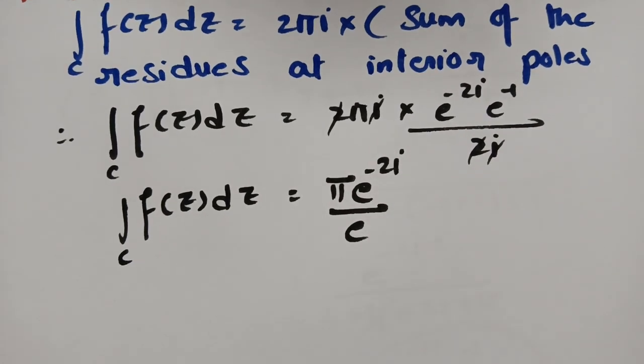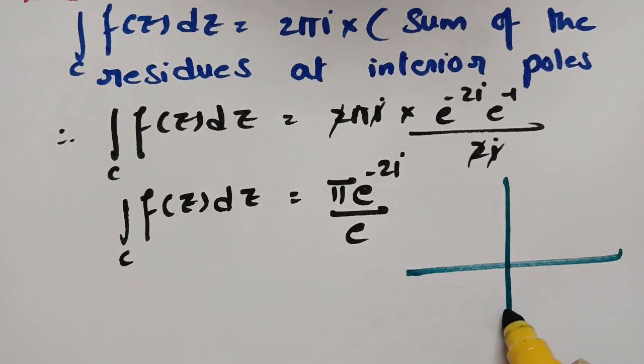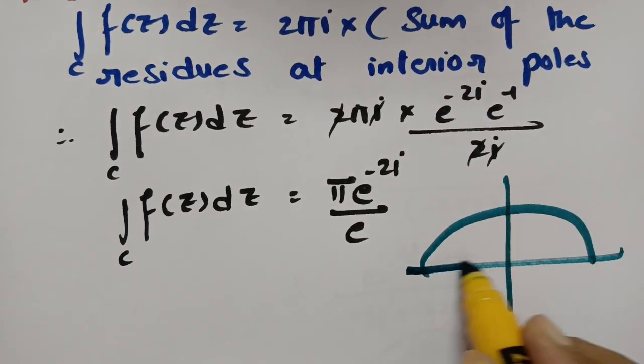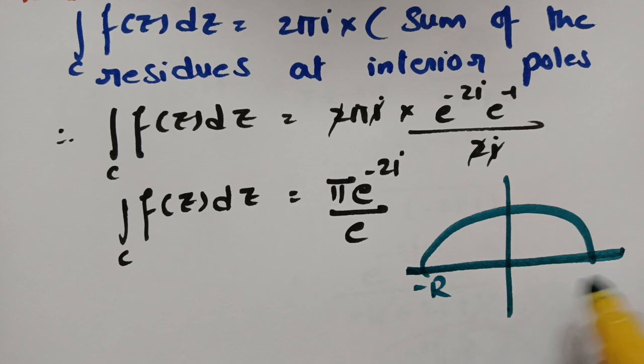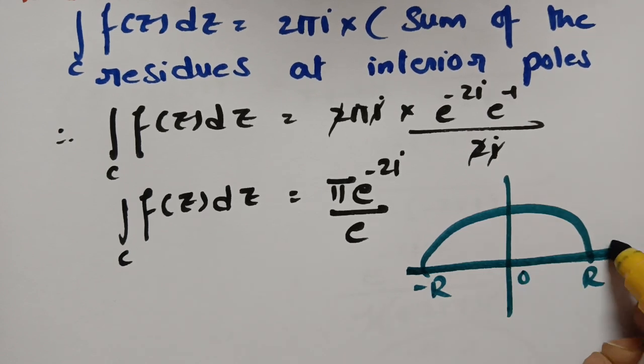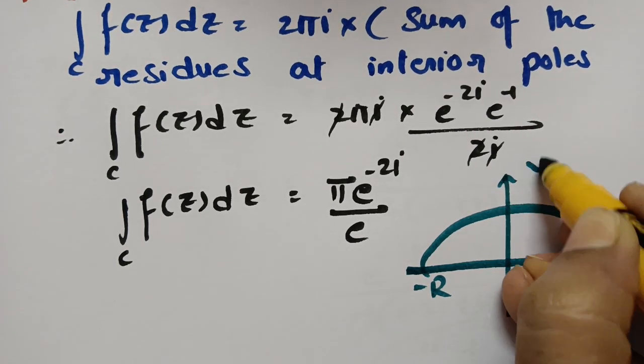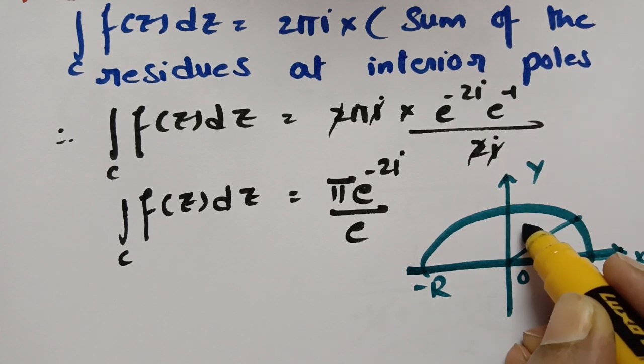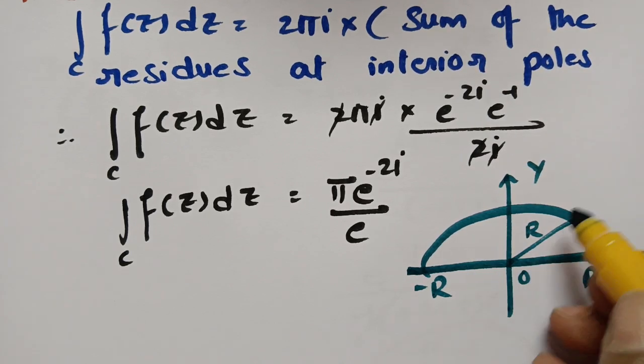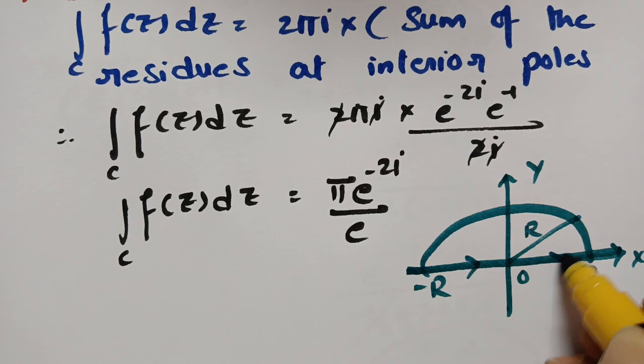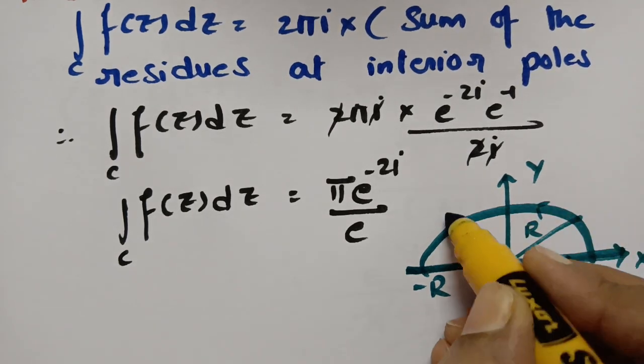So the contour here is like this. This is the closed contour from minus R to plus R, and this is 0, this is the x-axis and this is the y-axis, and this is a semicircle with center 0 and radius R, and this is the line. See, this is the closing line.